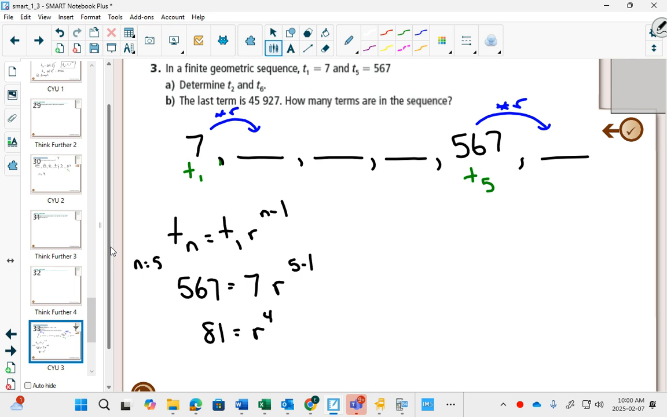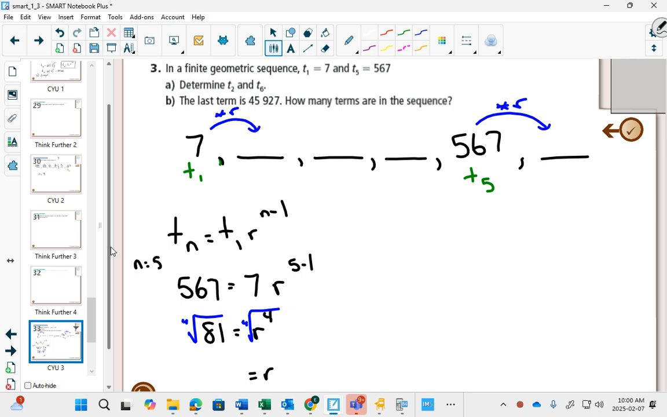How do I get r by itself if it's r to the 4? Any ideas? We do the 4th root. So if I do the 4th root of this side, I would do the 4th root of this side, and then I will get r by itself.